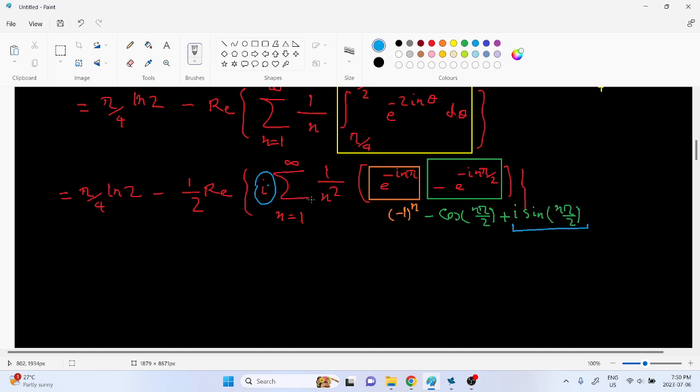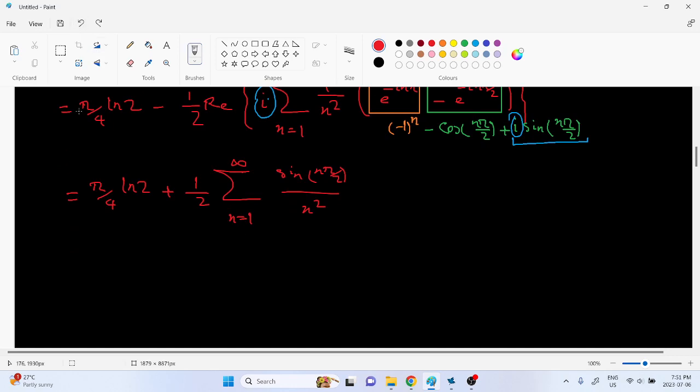And we have an i there, another i there. They make i squared, which is negative 1, and we can pull it out, and that will turn this negative sign to a positive sign. So finally, we get pi by 4 times the natural log of 2 plus 1 over 2 times the series as n runs from 1 to infinity of sine of n pi over 2 divided by n squared.